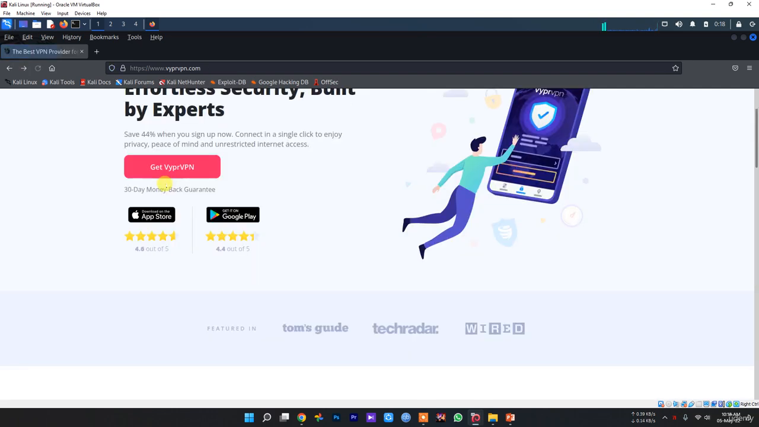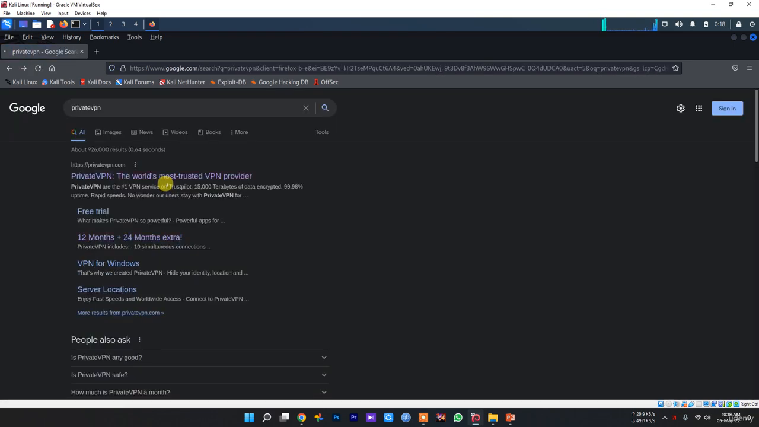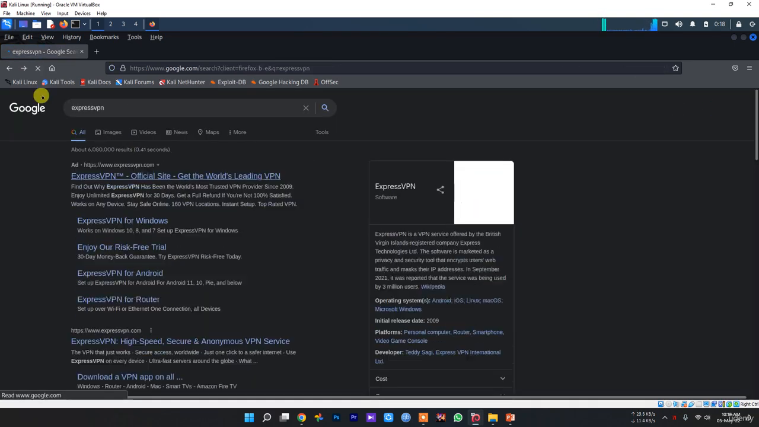So out of all of those, I would suggest you go for either NordVPN or ExpressVPN. These are two of the best VPN services you can get. I would not recommend you to use free VPN service. It is not secure and very slow.